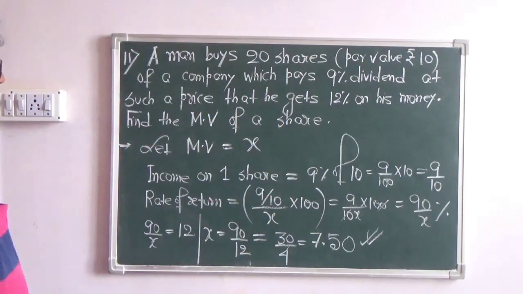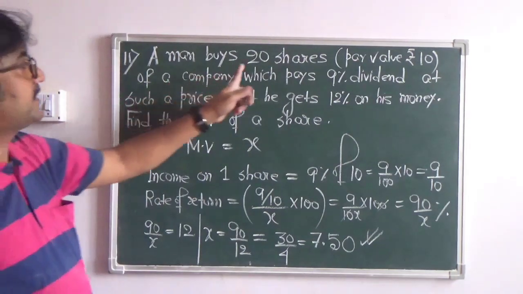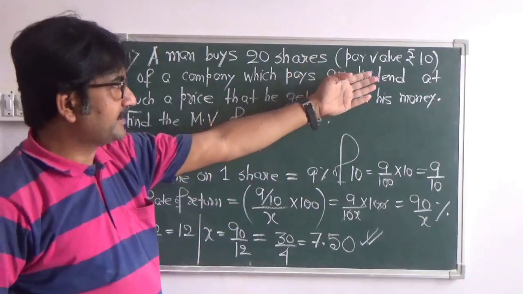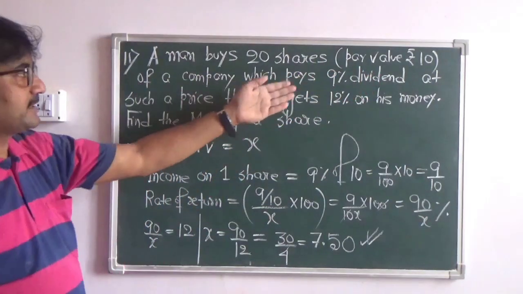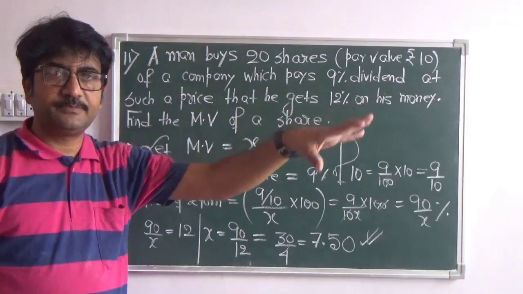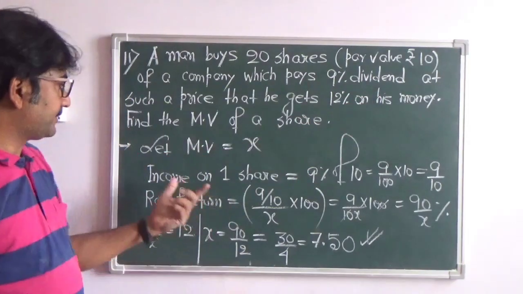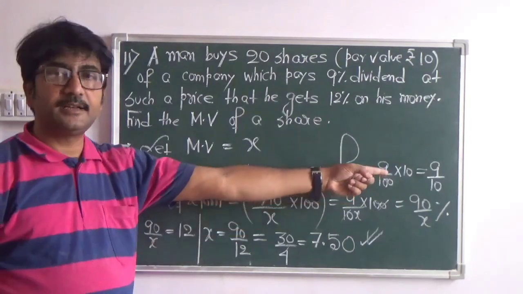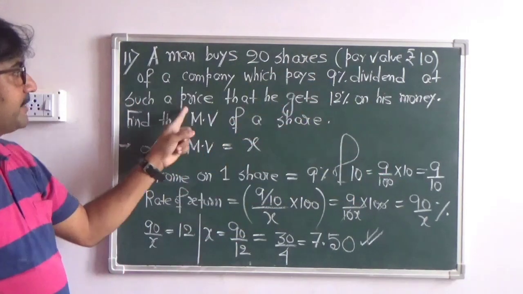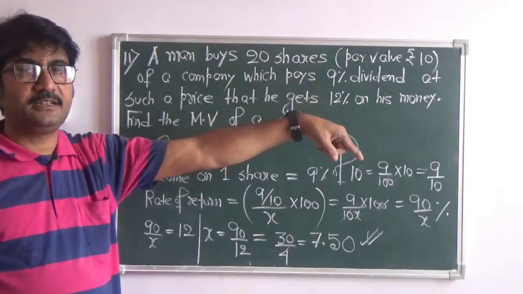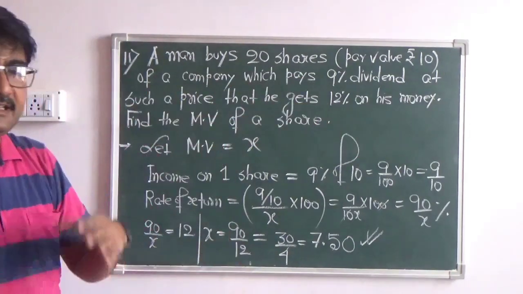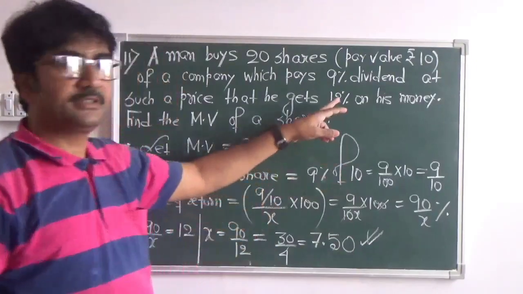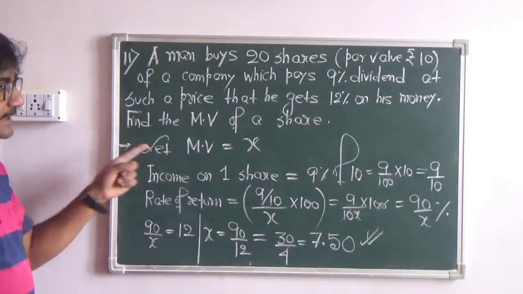Let us have a look once again at this particular question. A man buys 20 shares, par value rupees 10. The number of shares is 20, and the face value is rupees 10, of a company which pays 9% dividend. That 9% dividend is paid on the face value, that is, income on one share, that is dividend on one share, is 9 by 10. At such a price that he gets 12% on his money. Now when he gets the income, then he calculates the rate of return. That rate of return is given as 12%. So here in the question, you assume the market value to be x.